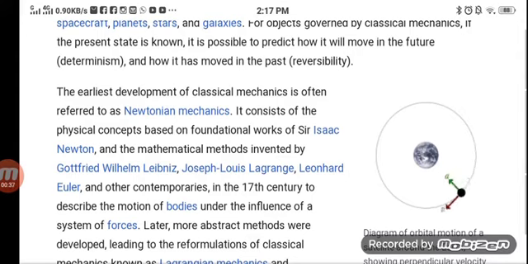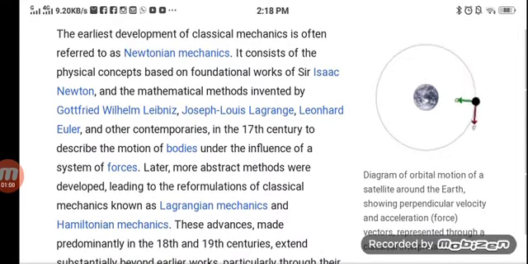The earliest development of classical mechanics is often referred to as Newtonian mechanics. It consists of the physical concepts based on foundational works of Sir Isaac Newton and the mathematical methods invented by Gottfried Wilhelm Leibniz, Joseph-Louis Lagrange, Leonhard Euler, and other contemporaries in the 17th century to describe the motion of bodies under the influence of a system of forces.